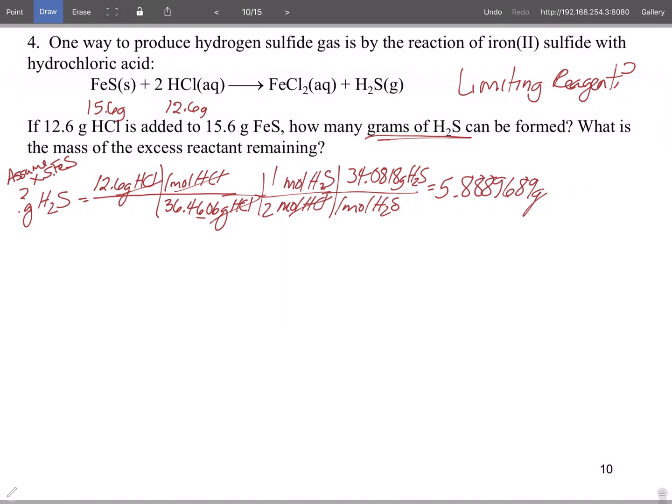Are we worried about stoichiometry? Not yet. No. Well, that was wrong. We're worried about stoichiometry. We're not worried about significant figures. So let's do it all again.